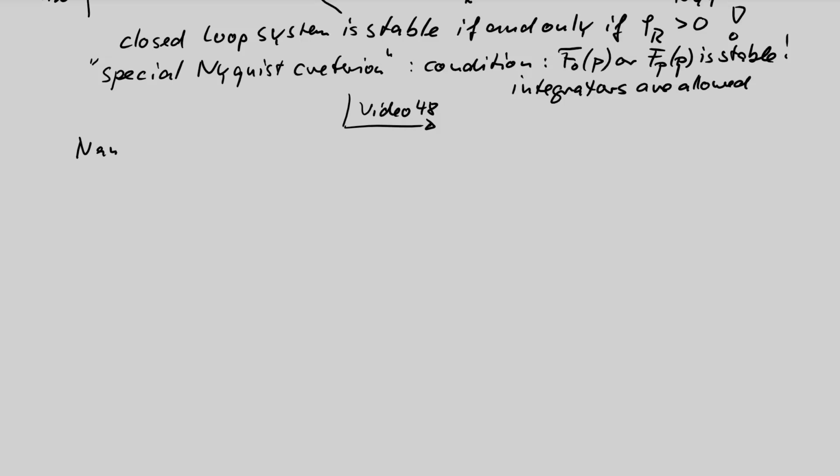The name of the design which follows now is FRA design, which comes from the words frequency response approach.